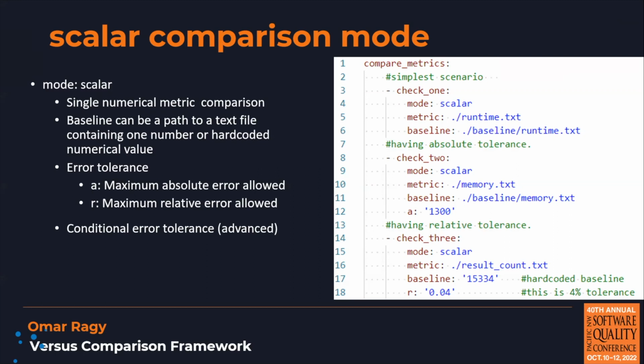And you can also mix and match. You can also use here baseline as a hard-coded value instead of a file. So you know that this result count should always be this number. No need to store it in a baseline or file.